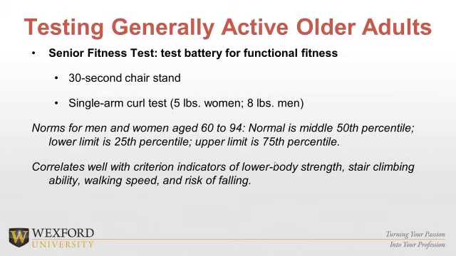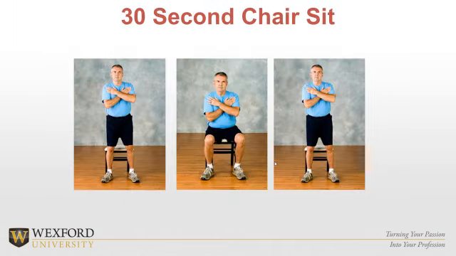It's a test battery for functional fitness that the ACSM from your book shows. There's a 30-second chair stand and a single arm curl test, 5 pounds for women, 8 pounds for men. There are norms for men and women between ages 60 to 94. Normal is the middle 50th percentile, the lower limit is the 25th percentile, the upper is the 75th percentile. Supposedly, this correlates well with criteria and indicators of lower body strength, stair climbing ability, walking speed, and risk of falling. Now, here's the 30-second chair test.